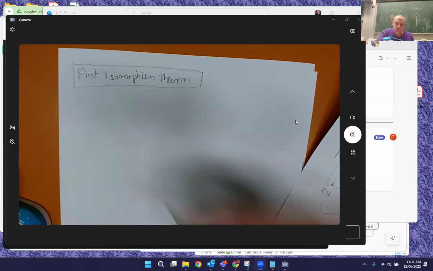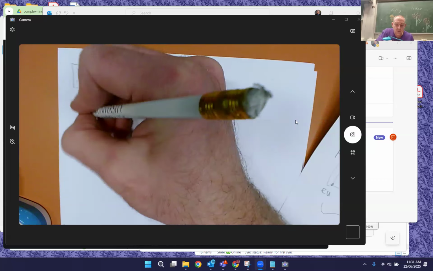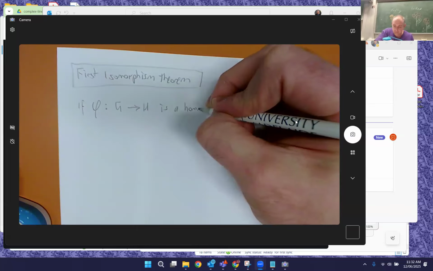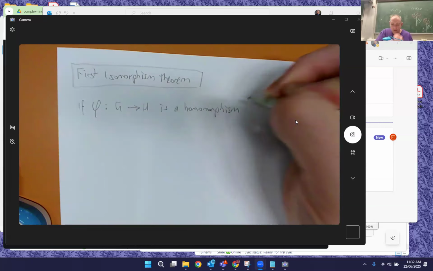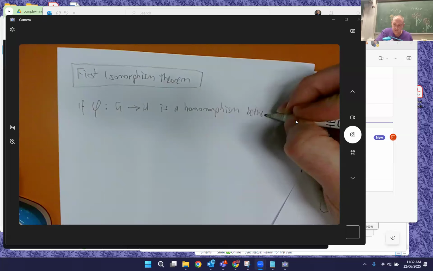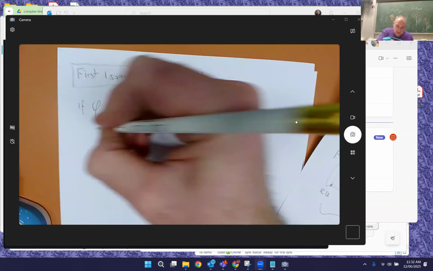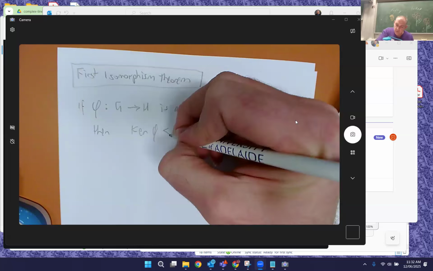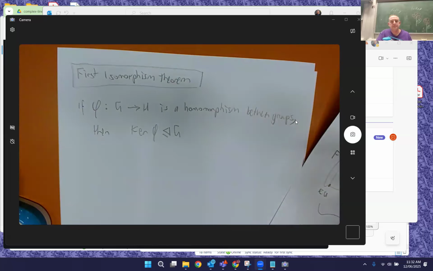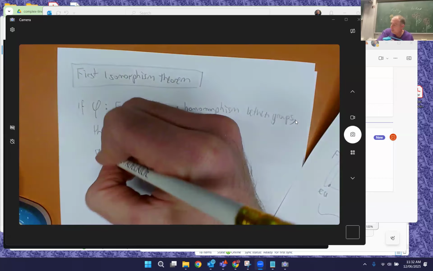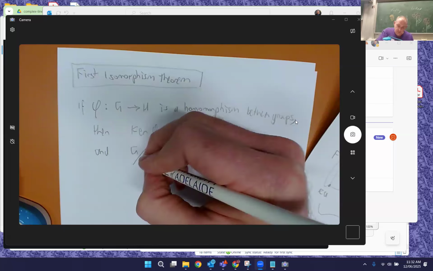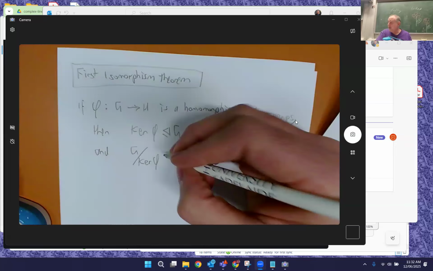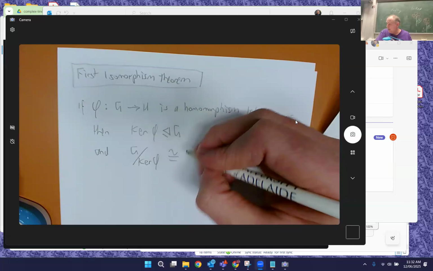So the first isomorphism theorem says that if phi, which sends G to H, is a homomorphism between groups, then the kernel of phi is a normal subgroup of G, and the factor group G over the kernel of phi is isomorphic to the image of phi.